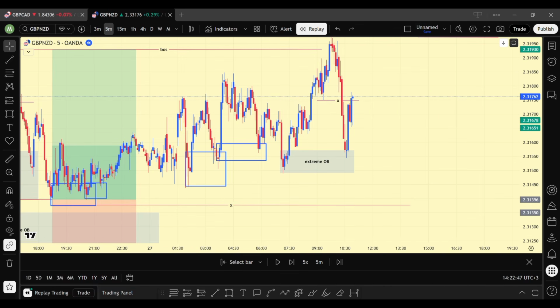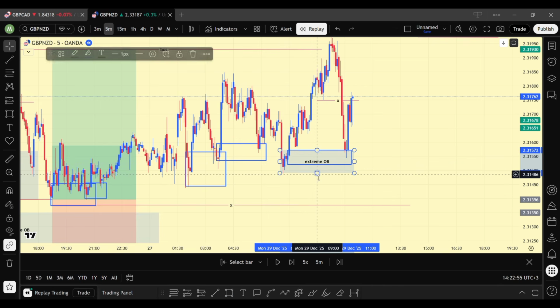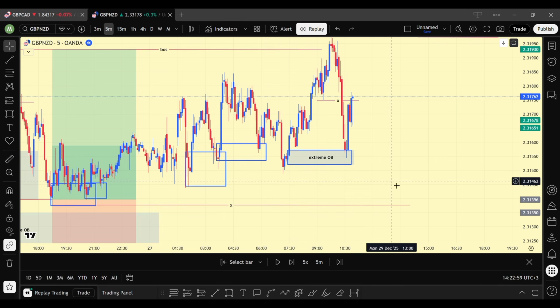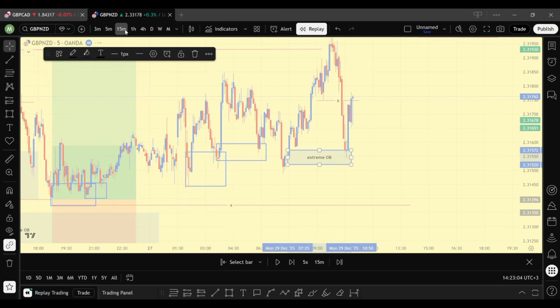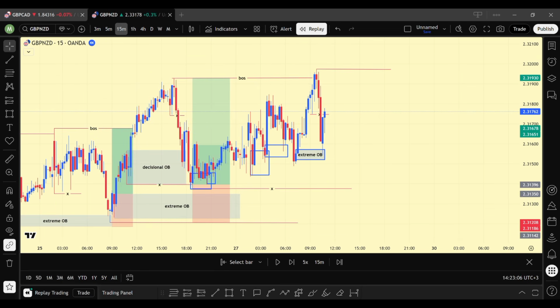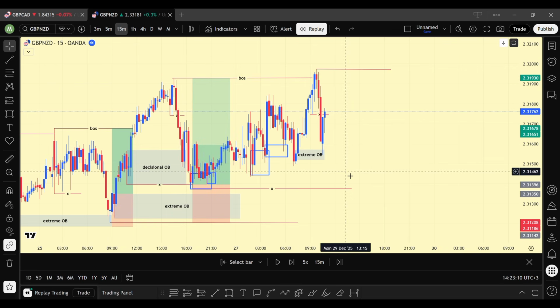So the one that is left unmitigated is this one here. Yeah, this one. So exactly that one there. So that's our extreme order block. So I need to refine it exactly right here. So that's our extreme order block, well refined on the M5. And yeah, let's get back to the M15 now. And you can clearly see that price has mitigated the M5 exactly right there.